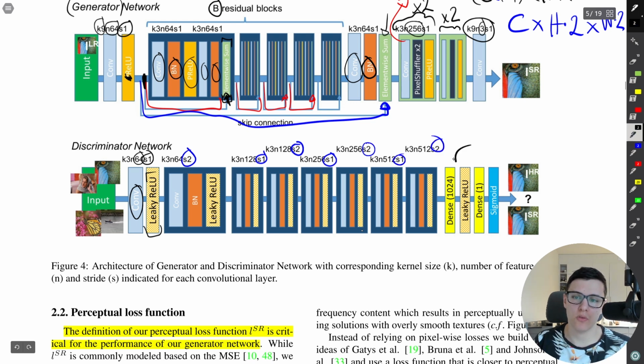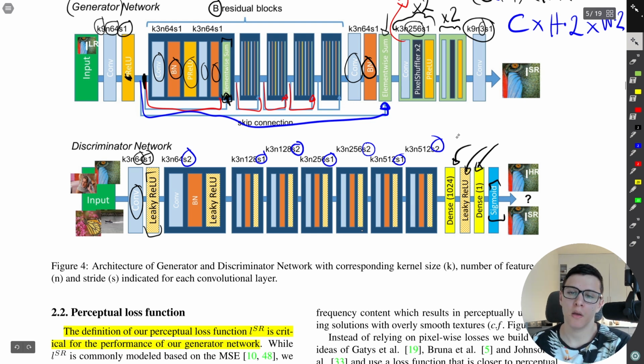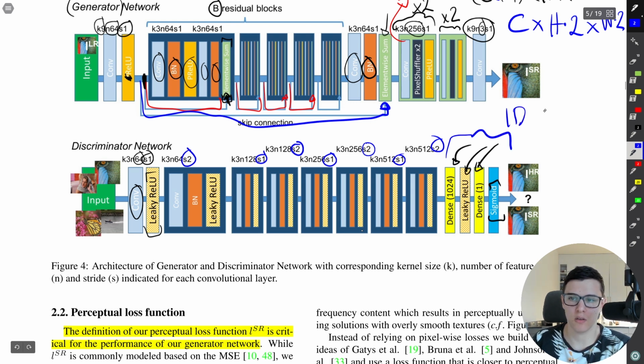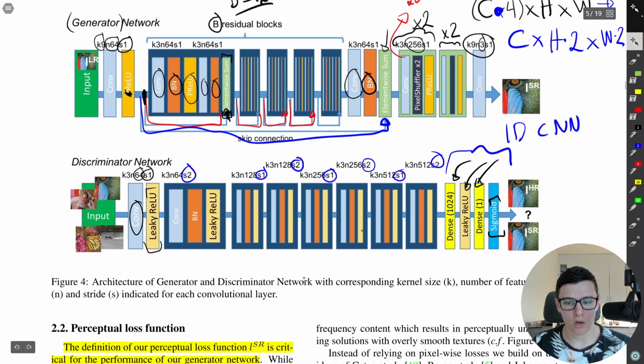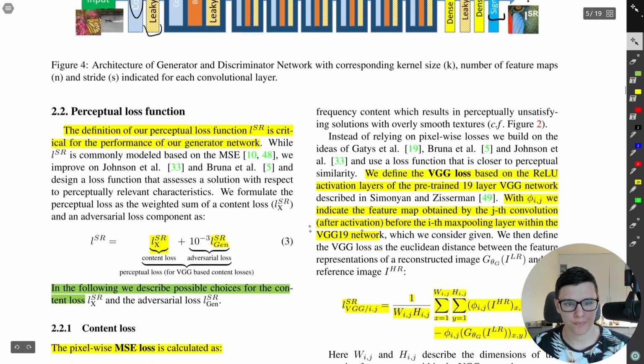And then we use a linear layer right there, and then a leaky ReLU, a linear to a single node, and then sigmoid to make it between 0 and 1. Fake being 0, real being 1. And I think you can probably also replace all of this with just a 1D CNN. You can probably do that. But that's the quite simple architecture, and that's what they used.